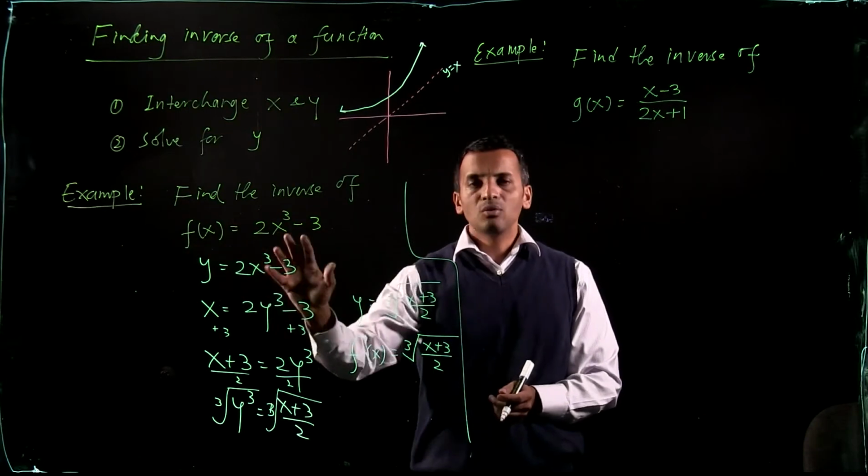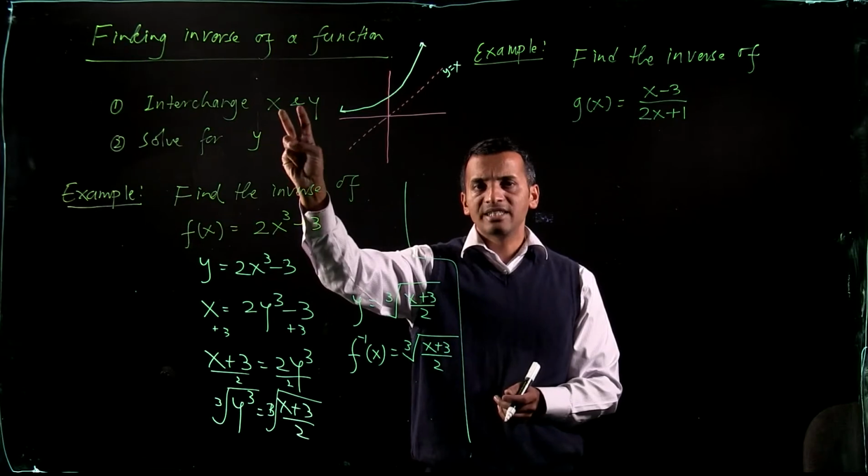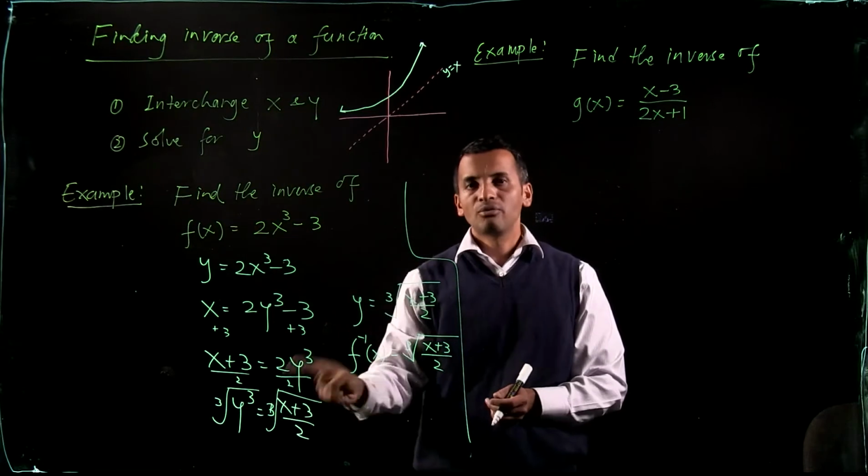So first of all, write y equals the right hand side, and then replace x by y and y by x, that is, interchange x and y, and then solve for y, right?